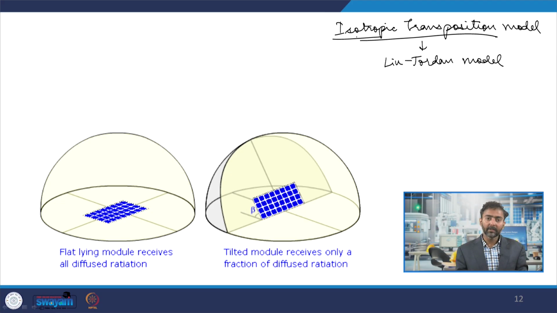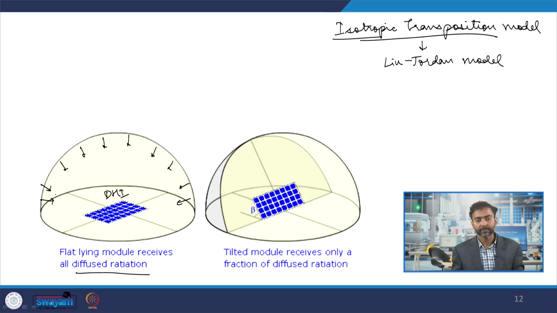So with that assumption, if you have a flat lying module, then it receives the radiation from the entire sky hemisphere. This is what we call the DHI, diffused horizontal irradiation. On a horizontal surface, what is the total diffused radiation coming from the entire sky hemisphere. Now our fixed tilt panels, as we discussed, are at a particular tilt angle beta, they are not placed horizontal on the ground.